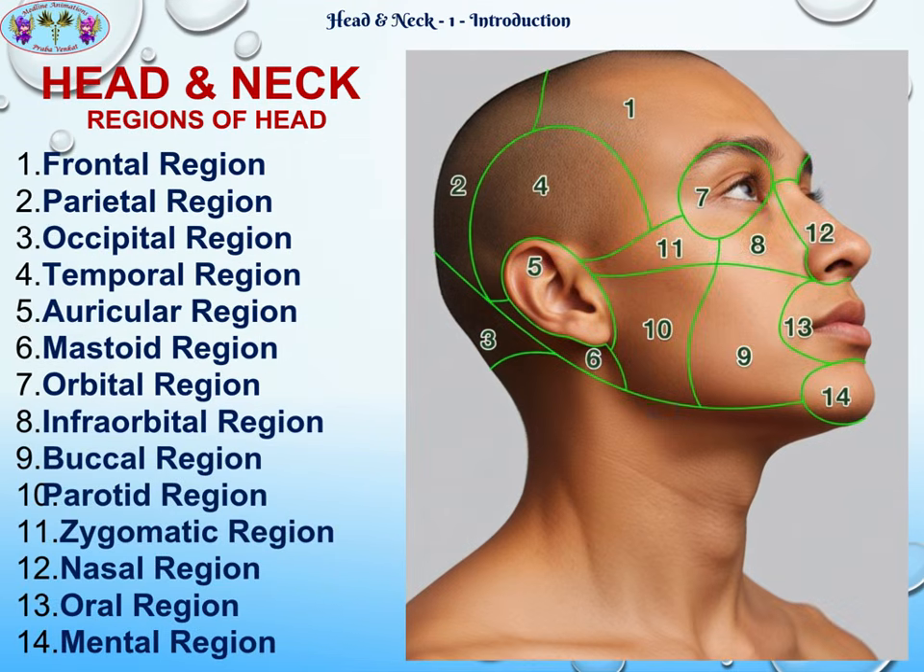The head is again subdivided into the following subregions: frontal region, parietal region, occipital region, temporal region, auricular region, mastoid region, orbital region, infraorbital region, buccal region, parotid region, zygomatic region, nasal region, oral region, and mental region.